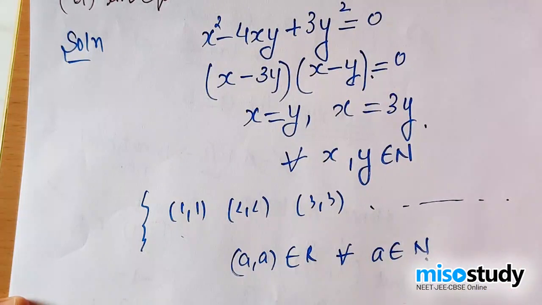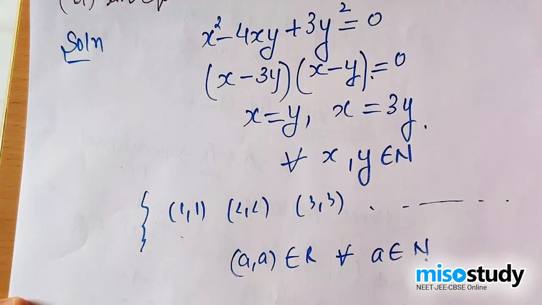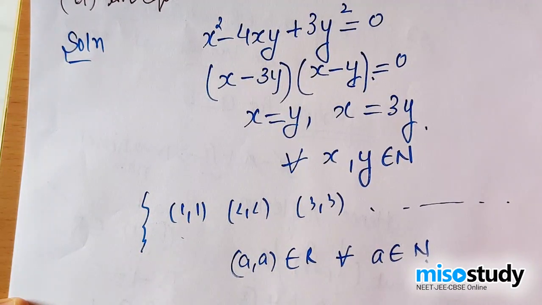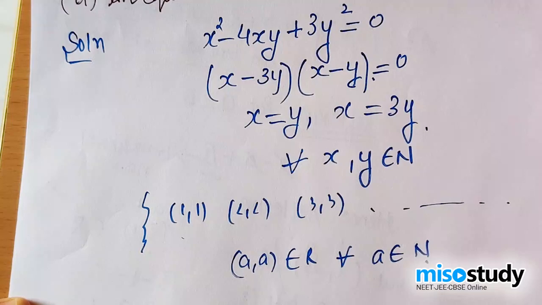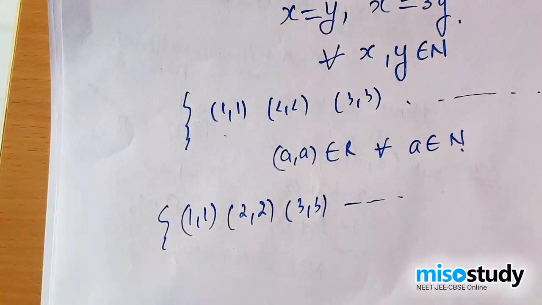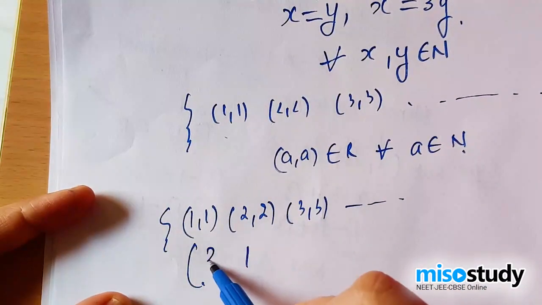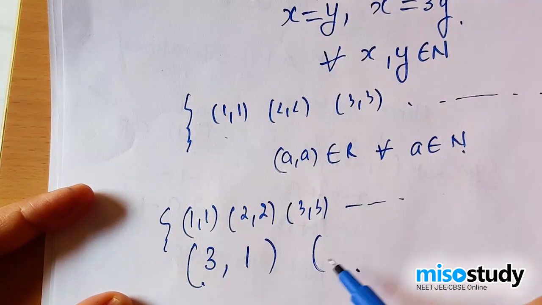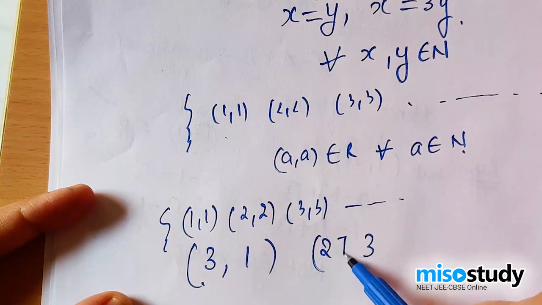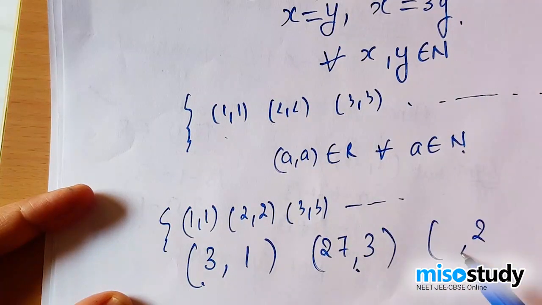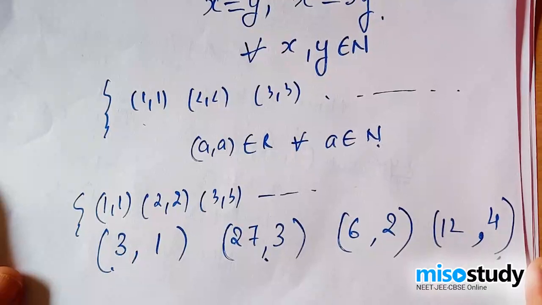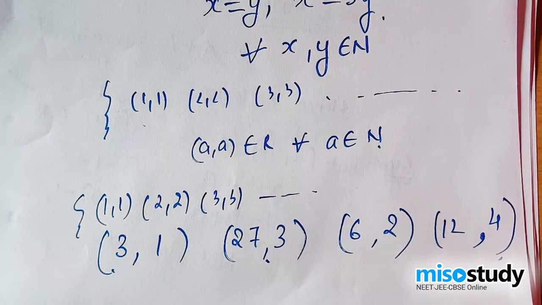Also, you have x equal to 3y. That means if this is one kind of elements you are able to find, the other kind of elements would be when you have x equal to 3 times y. x is 3 times y. That means if you have 1 over here, you must have 3. If you have 3 over here, you must have 9. If you have 2 over here, you must have 6. If you have 4, you must have 12. Are you getting my point? So such kind of things.